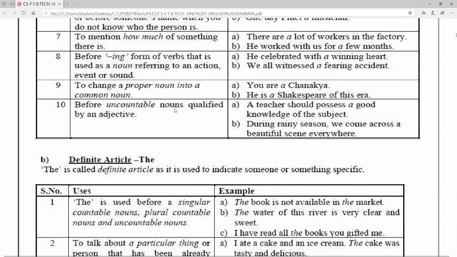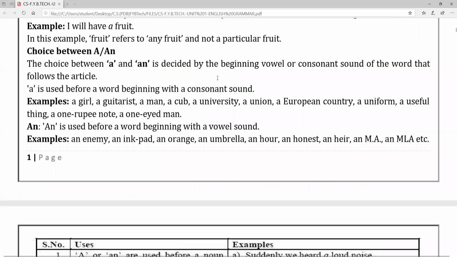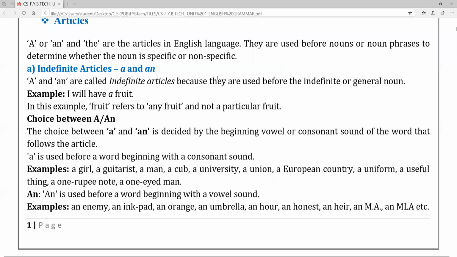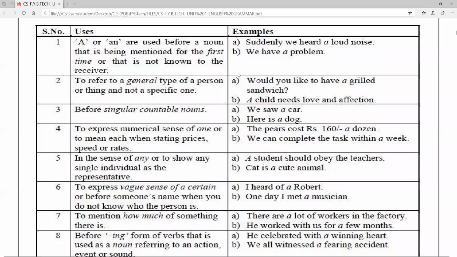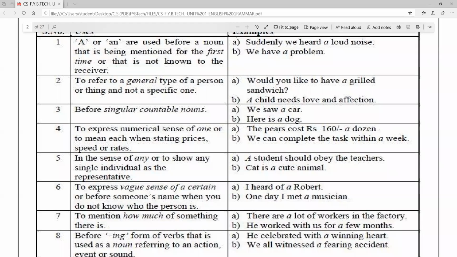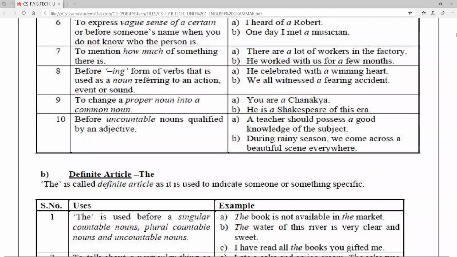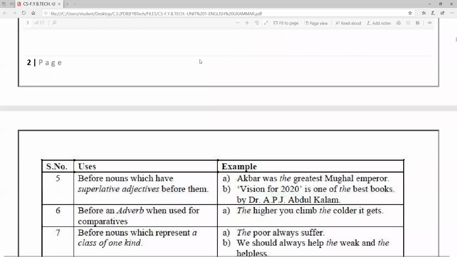Okay. So up till now, what have we completed? What did we see in the last lecture? Yes, we discussed the articles in the last lecture, and we saw the two articles, that is a and an. When a is used and when an is used, we discussed that in the last lecture. Also, we have seen some of the uses of the article the.